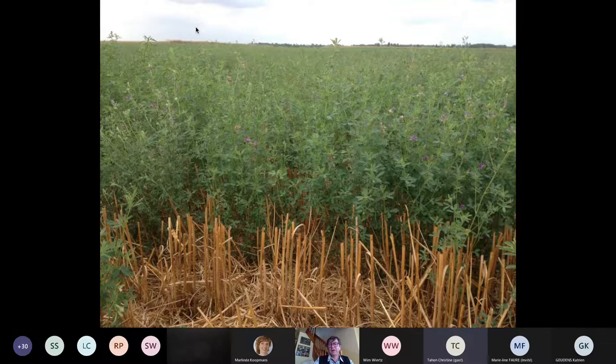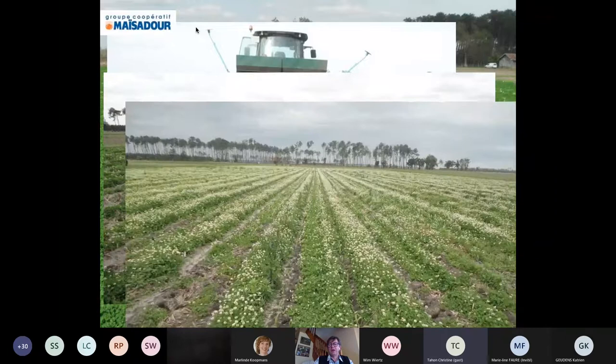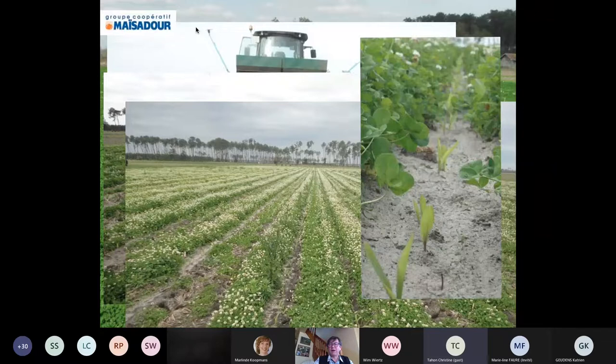A co-op has been doing that on corn, on maize. So we use strip till and fertilizer placement. But it is a big change in southern France to see corn and maize growing in the middle of white clover like that.